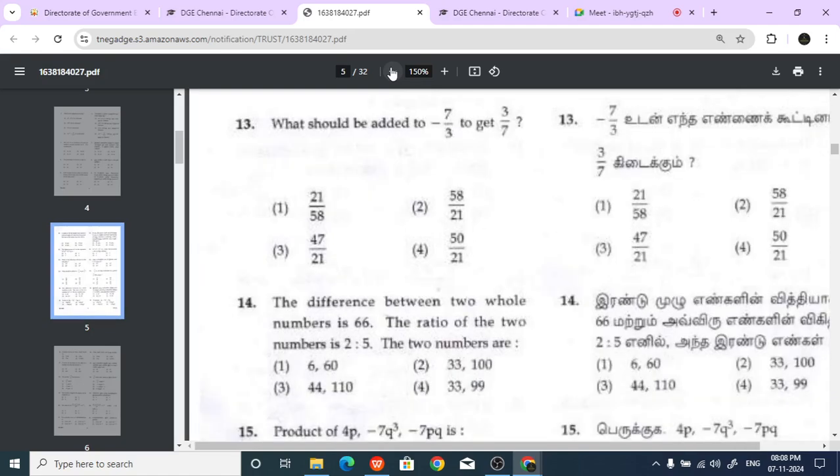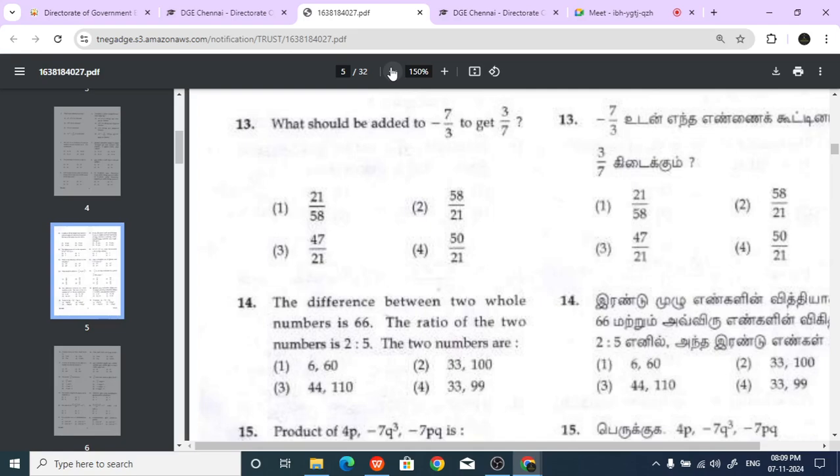Kavinay, can you read? The difference between two whole numbers is 66. The ratio of the two numbers is 2:5. The two numbers are. First option is 6 and 60. The difference between these two is not 66, so option 1 is out. Then option 2, 33 and 100. The difference is 67.